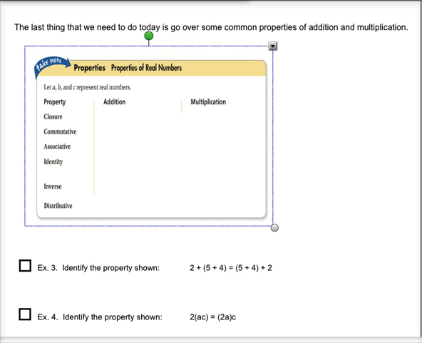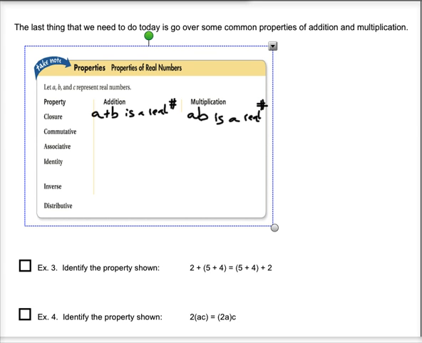What the closure property means is if A, B, and C represent all real numbers, that means A plus B is a real number. Okay? Closure, all it means is that the solution is also in the original set of values, okay? So if A and B are both real, A plus B also must be real. Same thing applies for multiplication. If A and B are both real numbers, AB is also a real number.